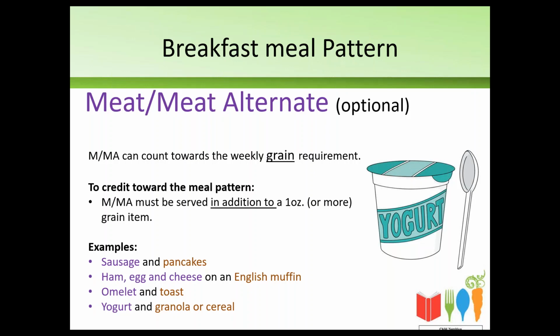Meat alternate items also use ounce equivalents like grain items do, where a 1 ounce equivalent serving is not credited for 1 ounce. For example, a 4 ounce serving of yogurt would only give you a 1 ounce equivalent of meat alternate. A 4 ounce yogurt served with a slice of toast will equal a 2 ounce serving of grain. Because remember, meat alternate, when served with a grain, will help you credit towards your weekly grain requirement.